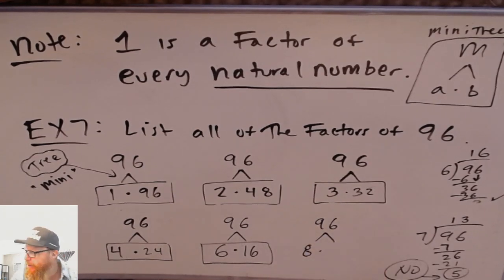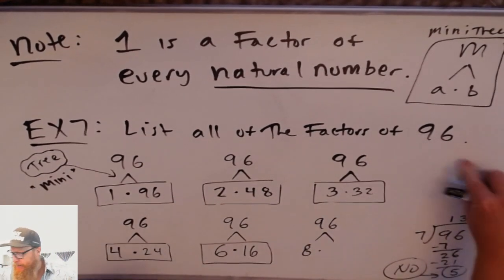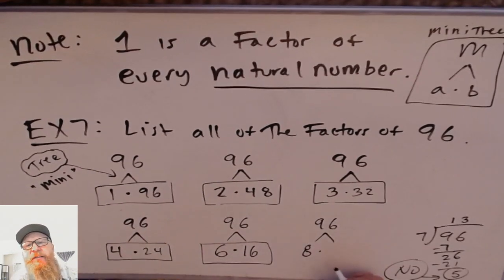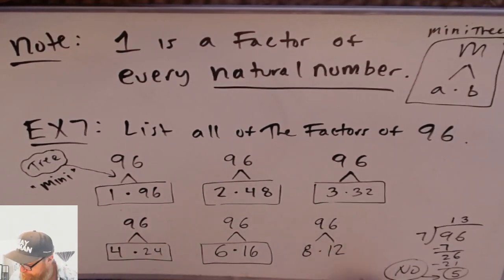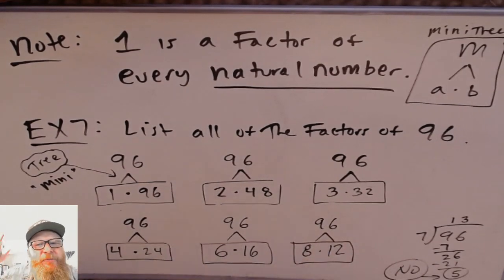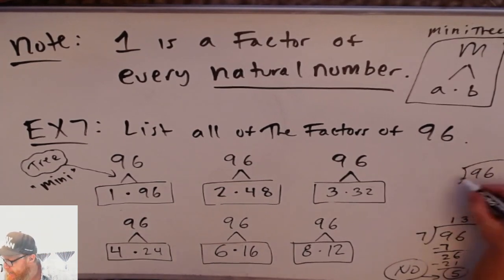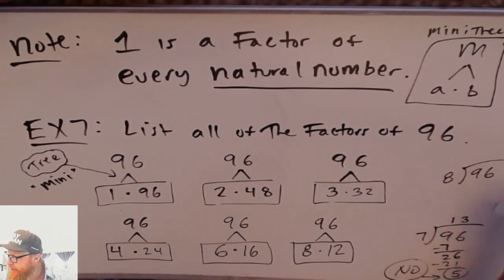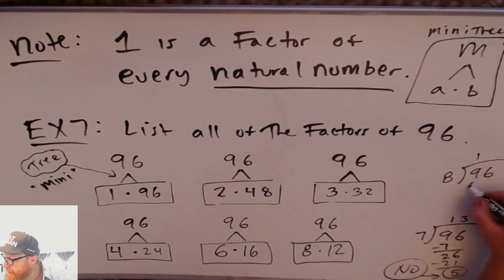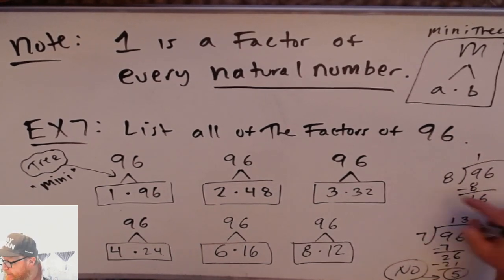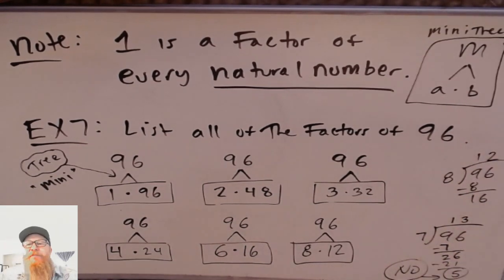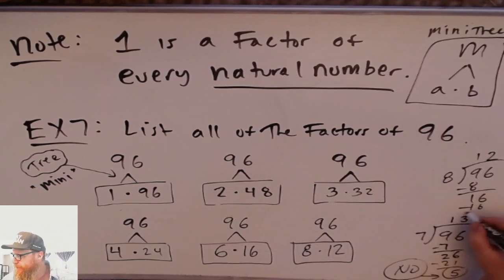Let's try 8. You already know it? What is it? 12? 8 times 12 is 96. You should know that from elementary school. If you don't know that, that's okay. 8 goes into 9 one time. 1 times 8 is 8. Subtract. 8 goes into 16 2 times. You get 12. Remainder 0.